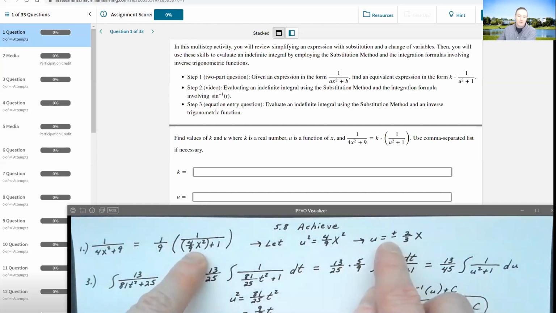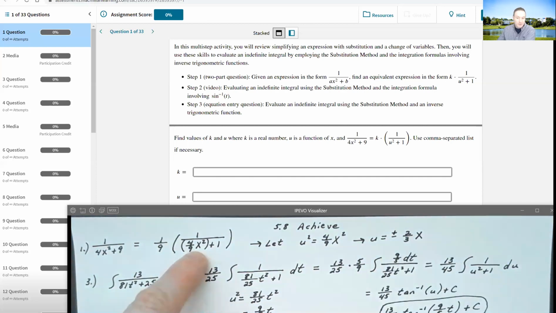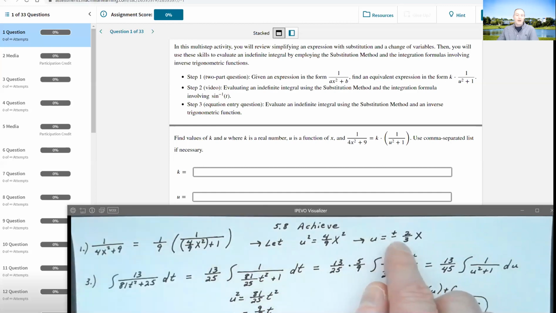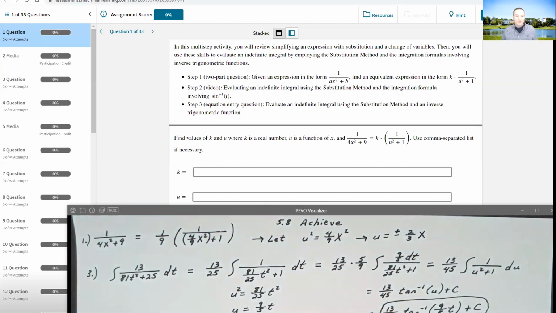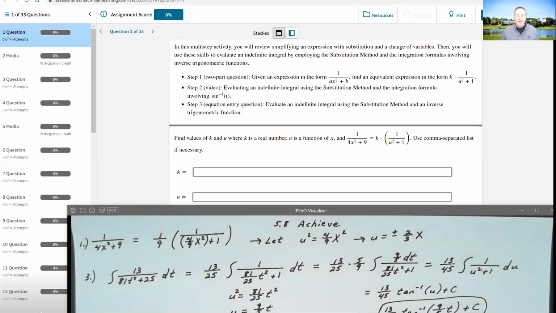Thus, when you take the square root, you can say, well, u would equal the positive or negative square root of 2/3 x. Typically in problems, we just do the positive root. They're both correct, but for this problem, it's going to want you to put both answers. And unlike what I have here where I have plus and minus, notice it says in the directions use a comma separated list. So it will want 2/3 x and then comma negative 2/3 x.